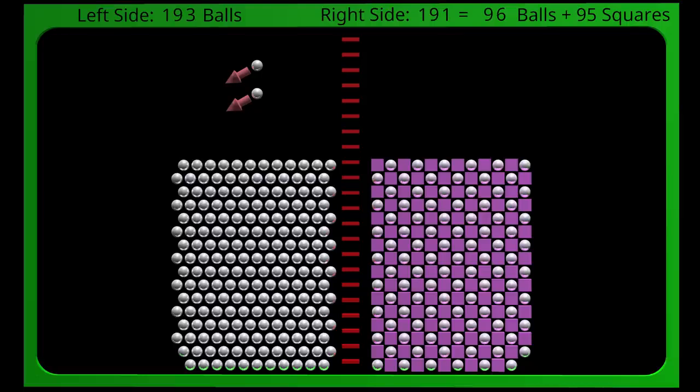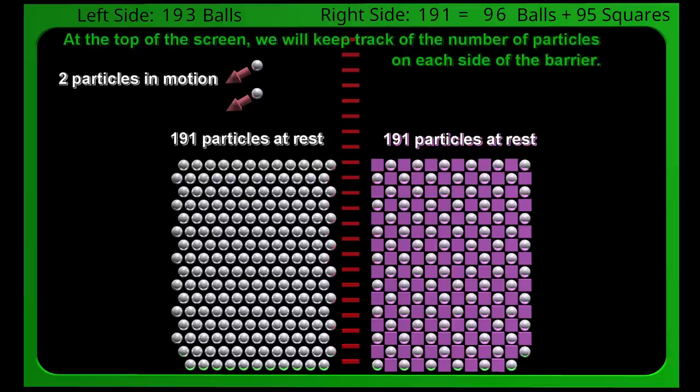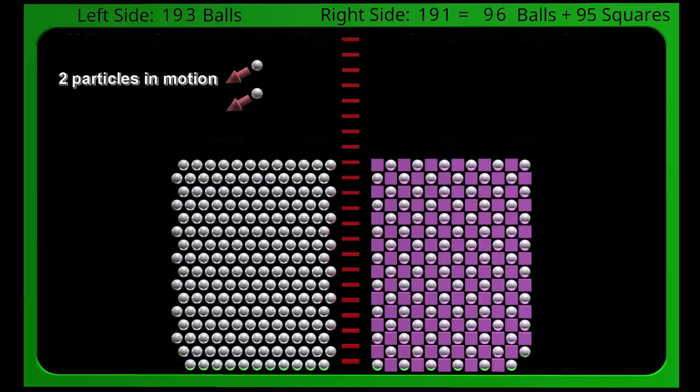Let's consider a situation with zero gravity. In the beginning, we have approximately the same number of total particles on both sides of the barrier. At the top of the screen, we will keep track of the number of particles on each side of the barrier. There is a net flow of balls from the left side to the right side.